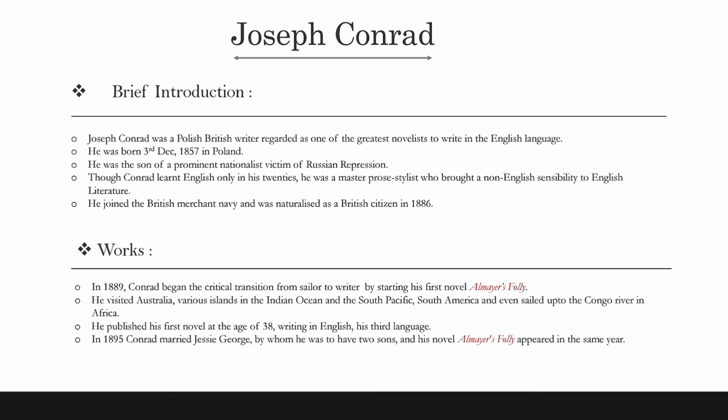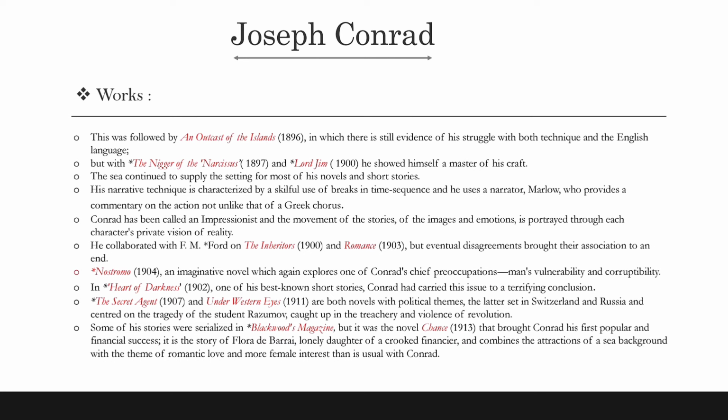In 1895, Conrad married Jessie George, by whom he was to have two sons, and his novel Almayer's Folly appeared in the same year. This was followed by An Outcast of the Islands, published in 1896, in which there is still evidence of his struggle with both techniques and the English language. But with The Nigger of the Narcissus, published in 1897, and Lord Jim, published in 1900, he showed himself a master of his craft. The sea continued to supply the setting for most of his novels and short stories.